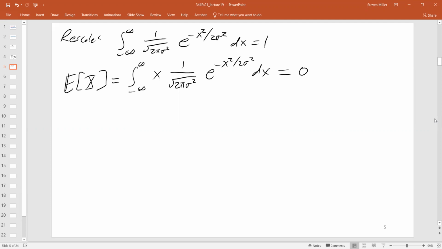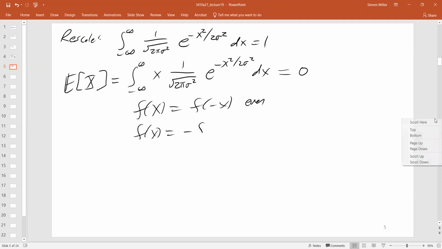So there's 2 types of symmetric functions. If f of x equals f of negative x, you're even. If f of x equals negative f of negative x, you're odd. Got a 50-50 chance. It's odd. Right? e to the negative x squared, the Gaussian part depends on x squared, so that part's going to be even.